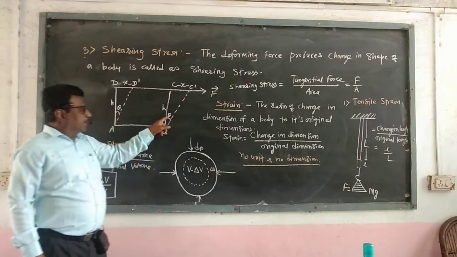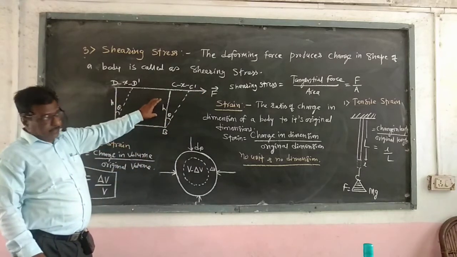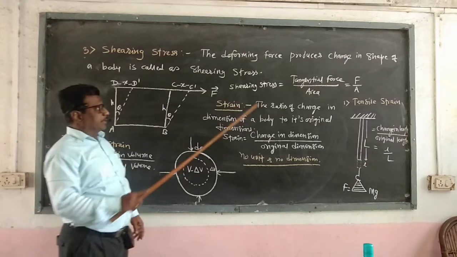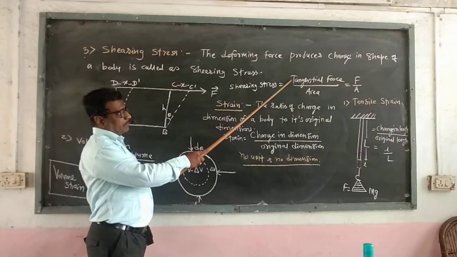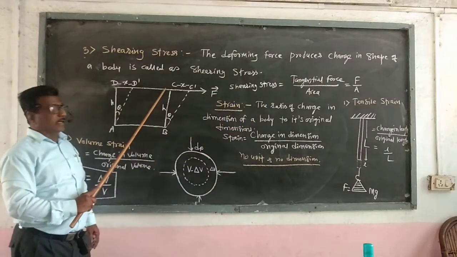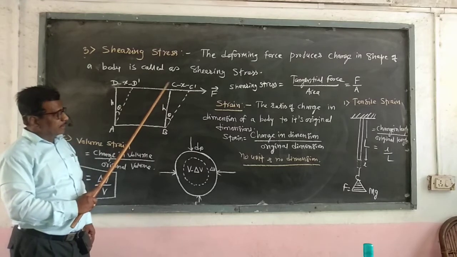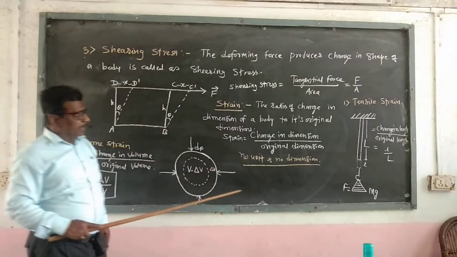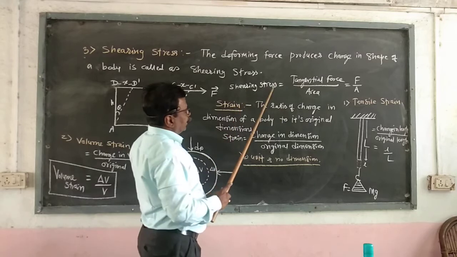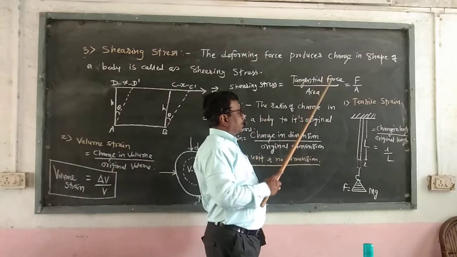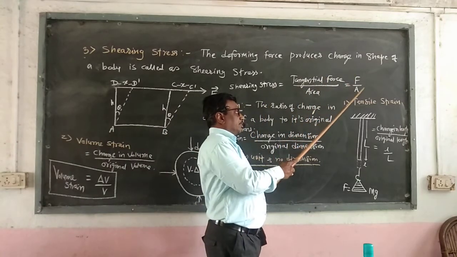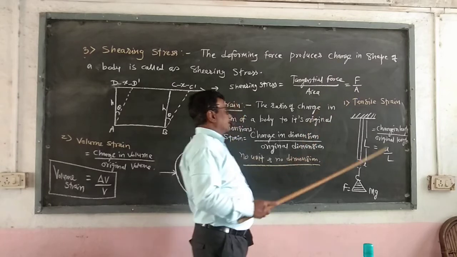So there is the angle theta, and H is the height. So we get shearing stress is equal to the tangential force applied at the upper surface of the body, divided by A, the area. So shearing stress is again the same formula, tangential force per unit area, which is equal to F upon A.